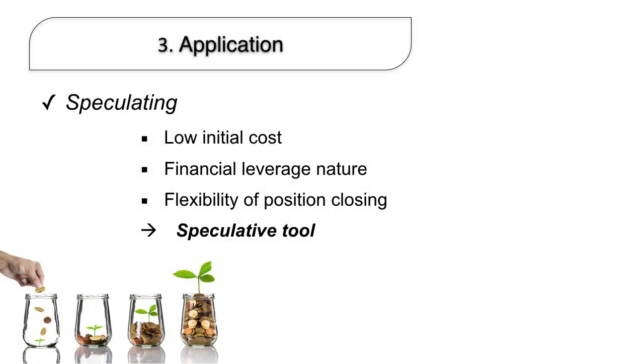The second use of futures, which is most popular, is as a foreign currency speculative tool. This popularity comes from two characteristics. First is low execution cost. Only with an initial margin at 10% or less of contract value, investors could take part in the trade. This financial leverage trade is attractive to speculators.